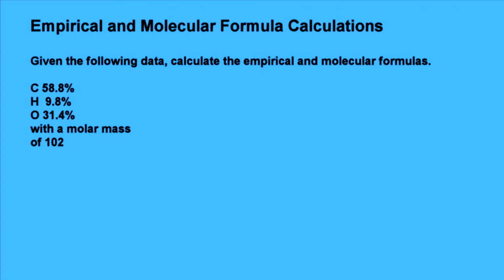You'll be given this information. You have to be given some data. So here we have the percents of some carbon, some hydrogen, and some oxygen. And you're also going to be given a molar mass. So this is how we go about it.